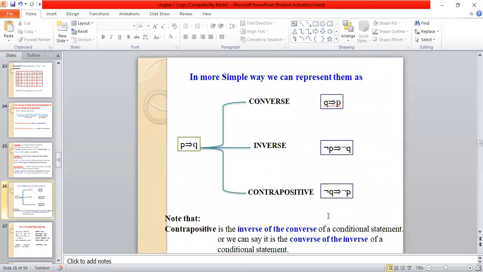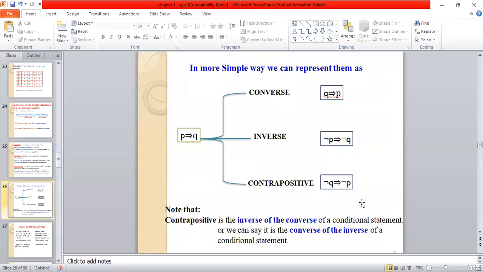In a simple way, we can represent a mathematical form. Given P implies Q, the converse of this one is Q implies P. And the inverse of P implies Q is negation of P implies negation of Q. And the contrapositive of this conditional statement is negation of Q implies negation of P.